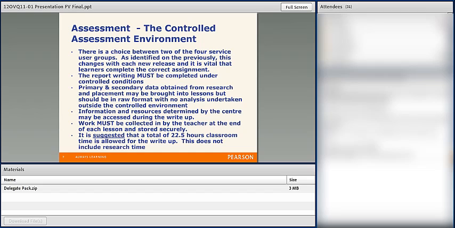And the 22.5 hours is classroom time. It doesn't include research time. I did have one centre last year who said that there was no way they could do all the research and the write-up in 22.5 hours. The 22.5 hours suggested is for the write-up. They can spend as much time as they want actually undertaking the research.